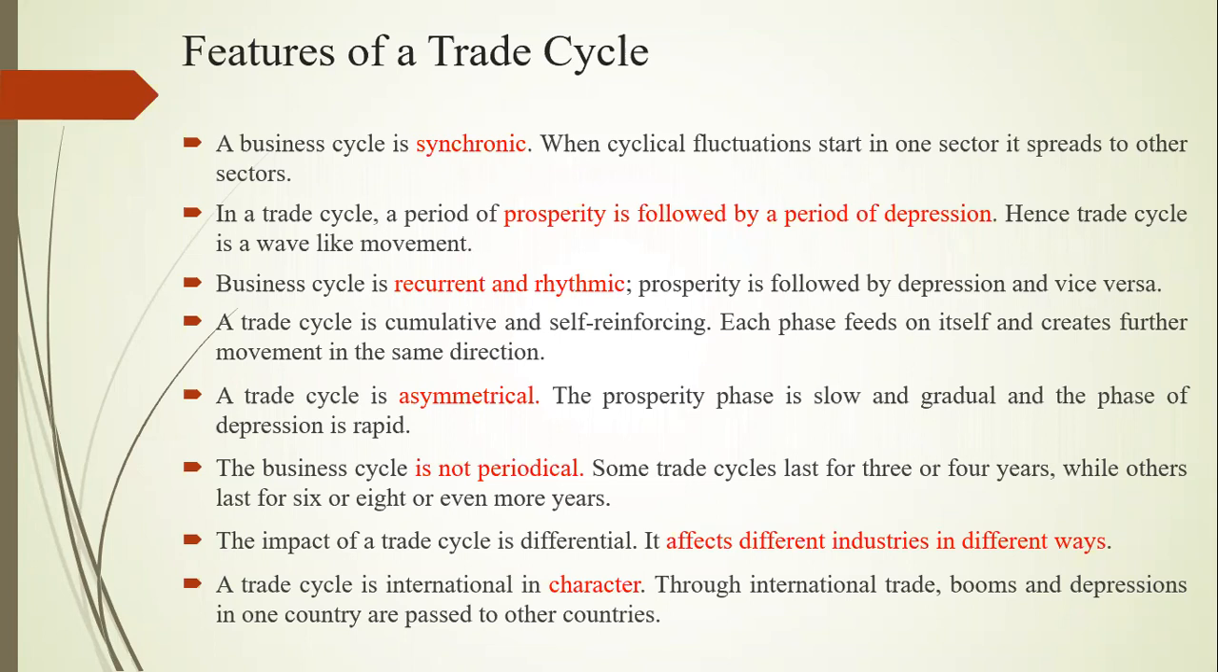And trade cycle is cumulative, meaning one phase is a result of the previous phase, and the next phase will be the result of the previous two phases. So it is cumulative and self-reinforcing; each phase feeds on itself and creates future movement in the same direction. Next, trade cycles are asymmetrical.